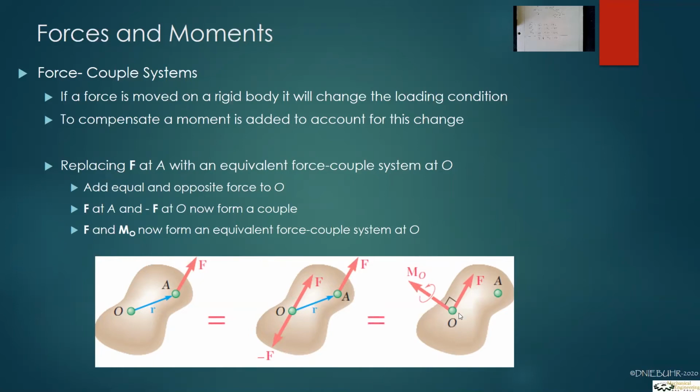And that R cross F gives us a subsequent moment about O. Don't worry about the perpendicular sign at this point, but that moment about O is added to that point when we move it. So if we move the force to O, as long as we add the moment with the magnitude of R cross F to that point, then everything is equivalent. That's a lot to wrap your head around instantly, but if you follow the math and do it, it'll probably make more sense after you do a few problems.